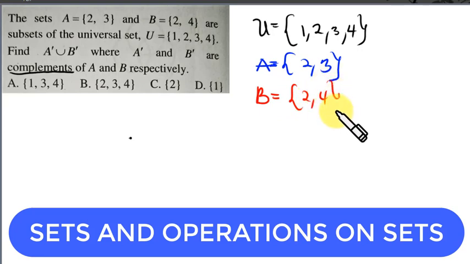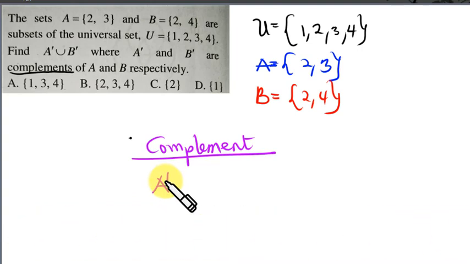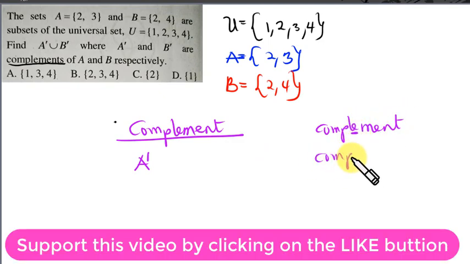Okay. So first, I want to talk about what we call complements before I proceed from here. The complement of a set, say the complement of set A, refers to the set of elements in the universal set that are not in the set A. I think we have to be able to differentiate between these two words. We have the word complement with an E here, and we have another word, compliment, and this one has an I here.